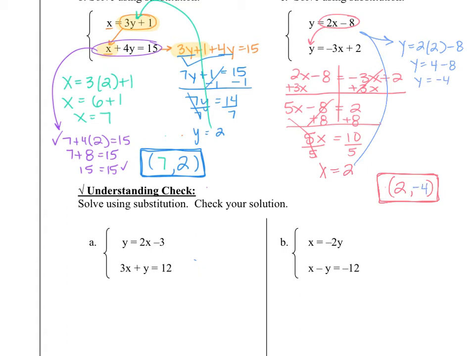Then you're going to plug it in to check. In the bottom one, we said that negative 4 is equal to negative 3 times 2 plus 2. Okay, we're checking the bottom equation. So negative 4 equals negative 6 plus 2, which is, in fact, true. So we know we got it right.